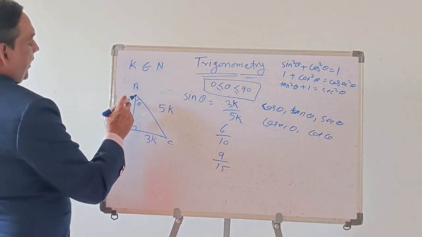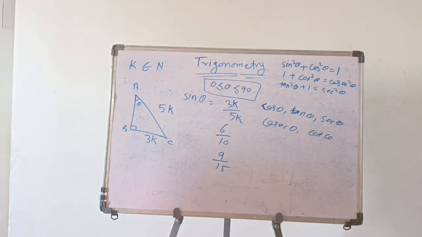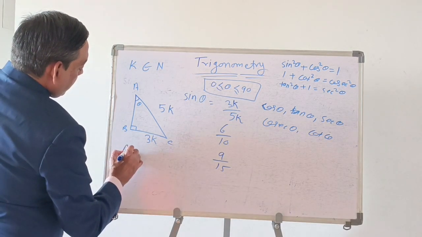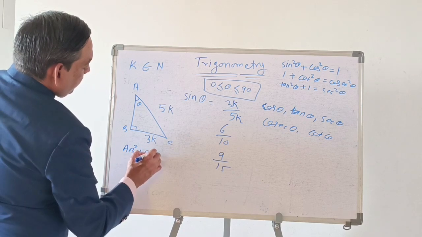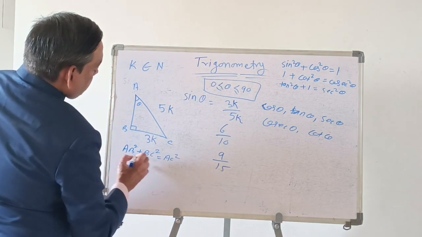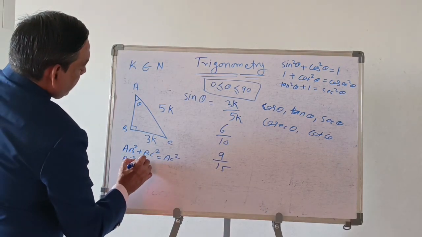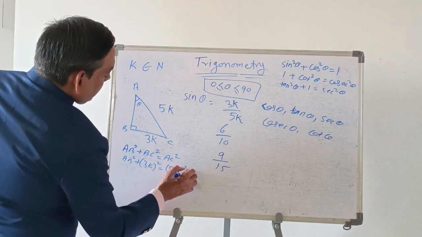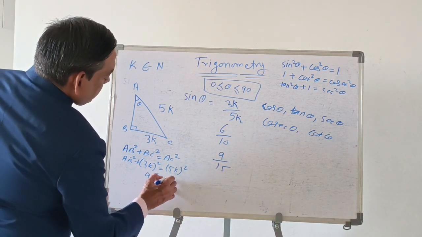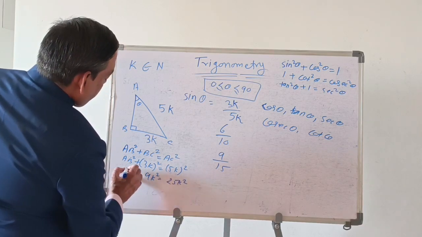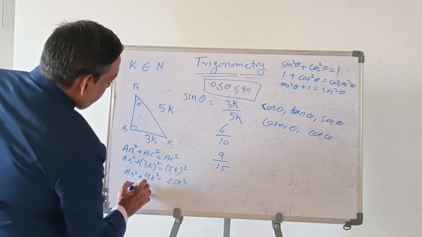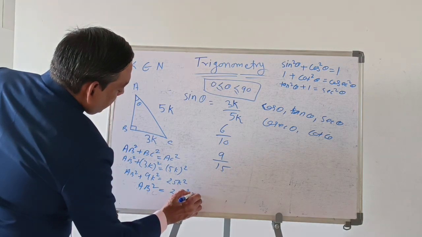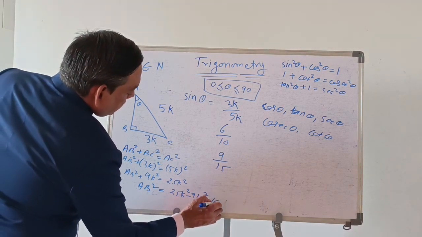Okay, now the first thing we have to find out is the third side. To find the third side we use the Pythagoras theorem. So the Pythagoras theorem is what? AB square plus BC square is equal to AC square. So here we have AB square plus 3k the whole square is equal to 5k the whole square. So this becomes 9k square is equal to 25k square, and this is AB square. So AB square is equal to 25k square minus 9k square, which is equal to 16k square.